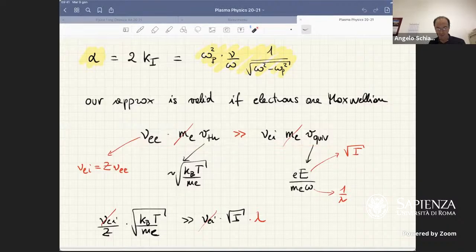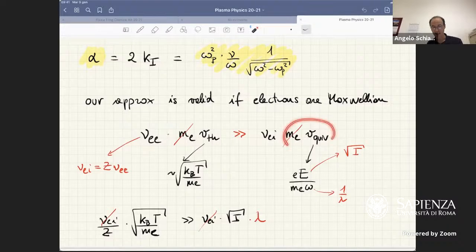So the rate at which electrons are exchanging momentum among themselves, which is of the order of magnitude of the electron linear momentum divided by the characteristic time for electron-electron collision, which is just multiplying times the collision frequency between electrons, has to be, in order for the electrons to be Maxwellian during this process, much faster than the exchange of momentum that comes from the interaction of the electron species with the electromagnetic wave that makes the electrons oscillate up and down.